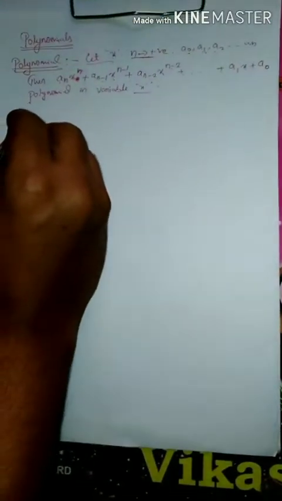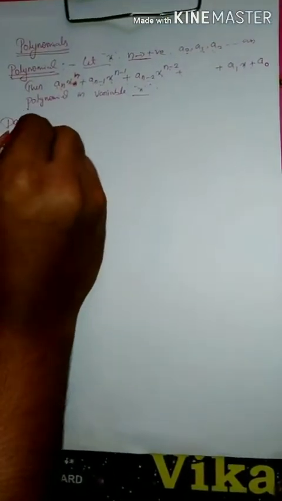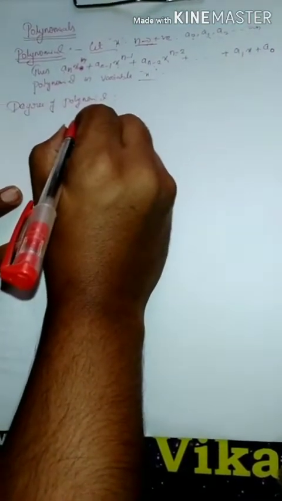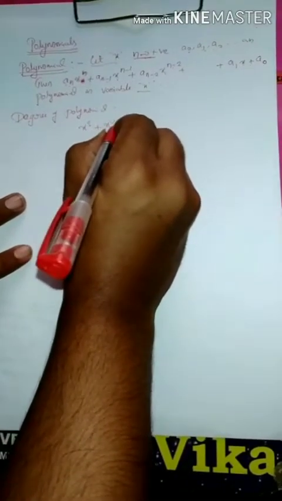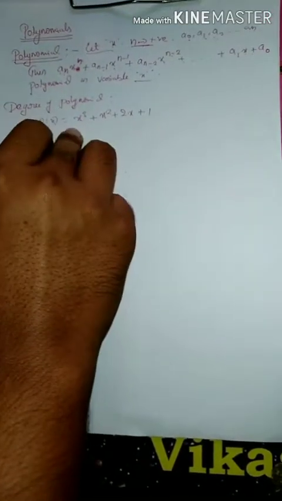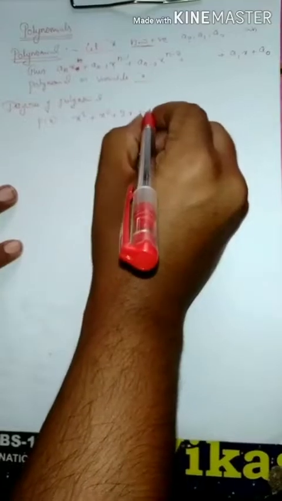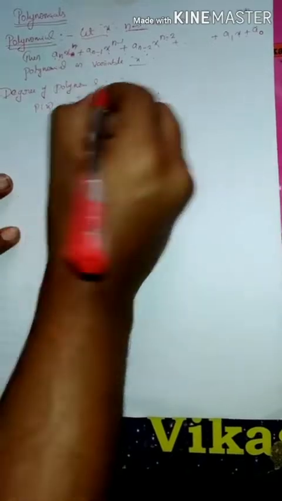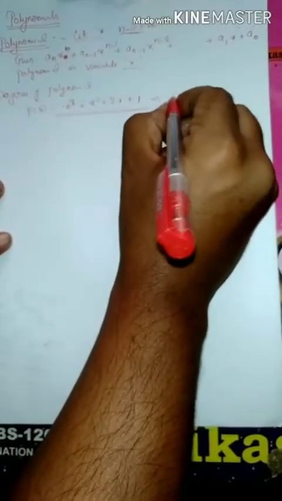And next, the degree of a polynomial. The exponent of the highest degree term in a polynomial is known as the degree of the polynomial. Let's take some examples. p of x is equal to x cube plus x square plus 2x plus 1. This is an example of a polynomial. So here the highest degree is 3. Therefore, the degree of the polynomial is 3.